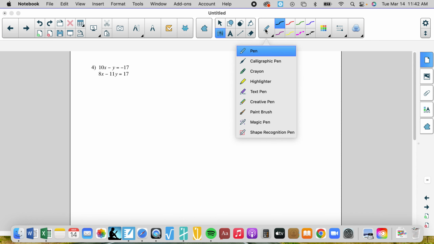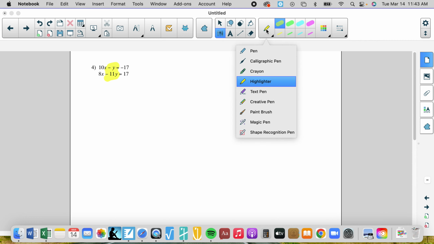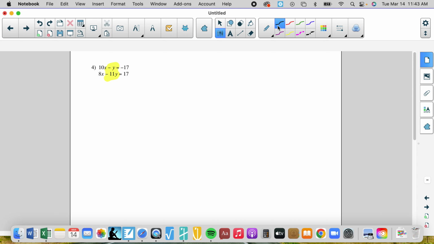So look at this. These are not multiples of each other. So I'm probably not going to look to cancel out the x's. I can't multiply this equation by a value to get 10. And I can't multiply this by a value to get 8. So that leads me to believe that I have to isolate the y's. Now, the y's are a little bit tricky. They're close to each other, but they're totally not close.